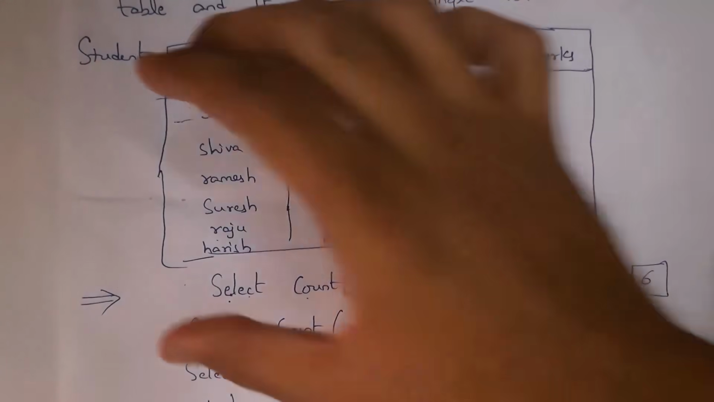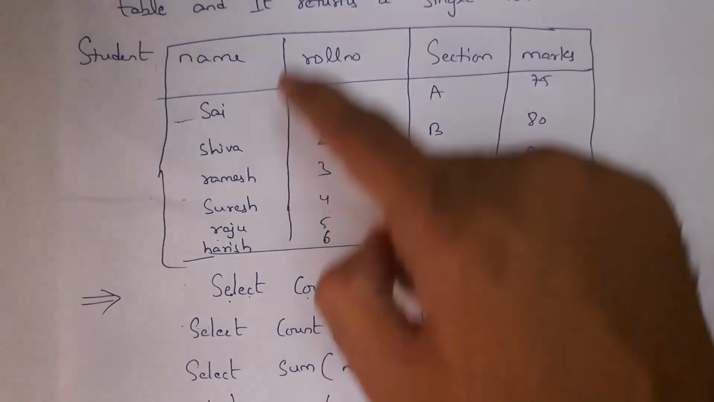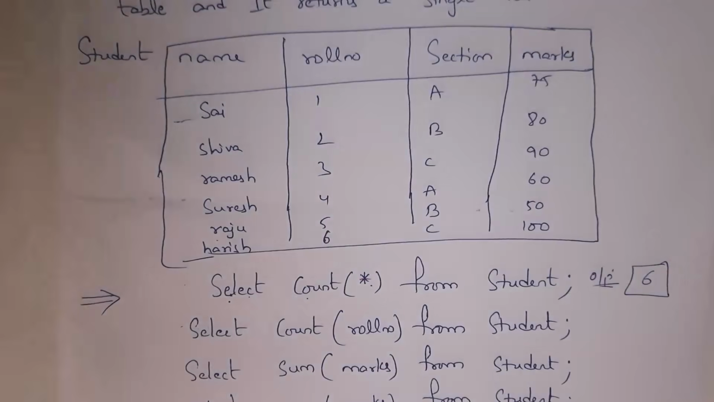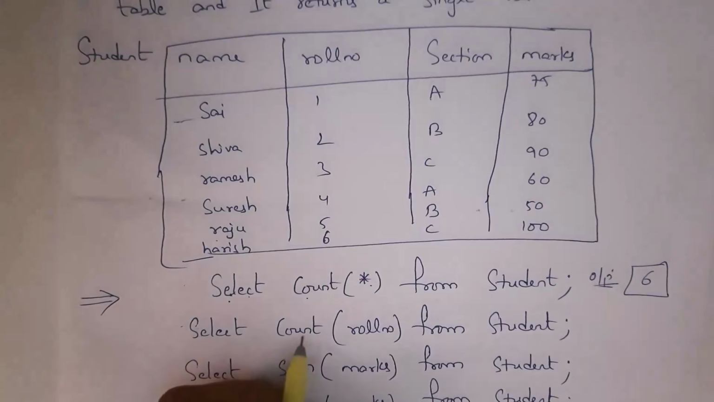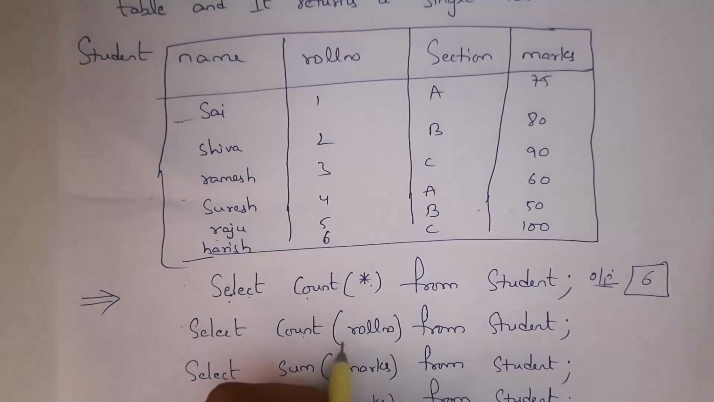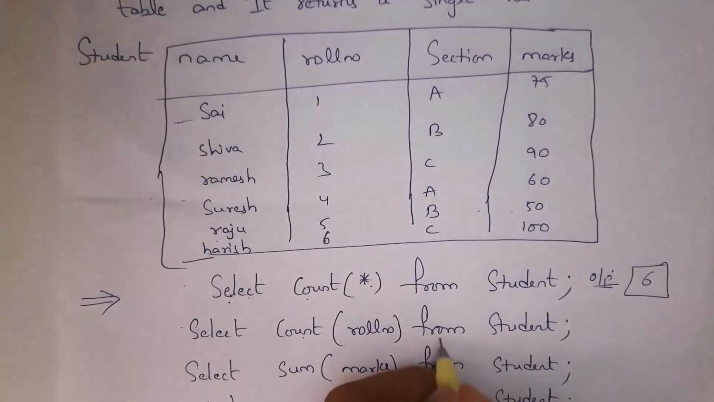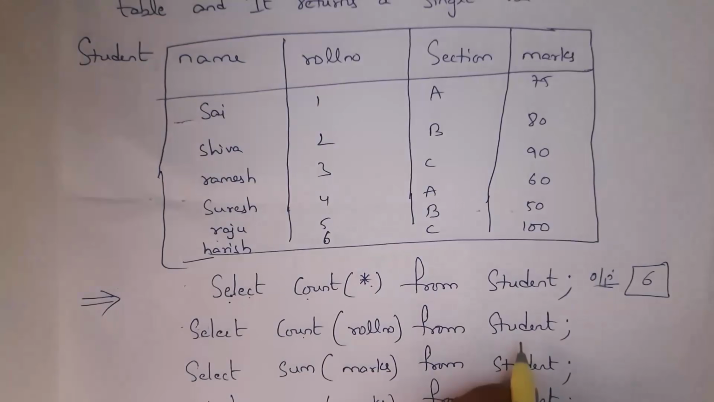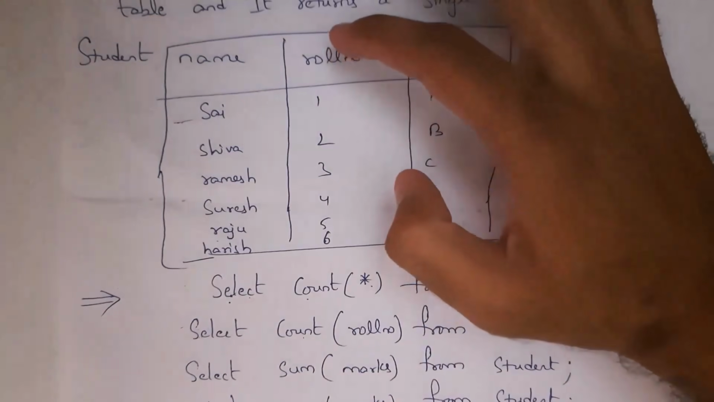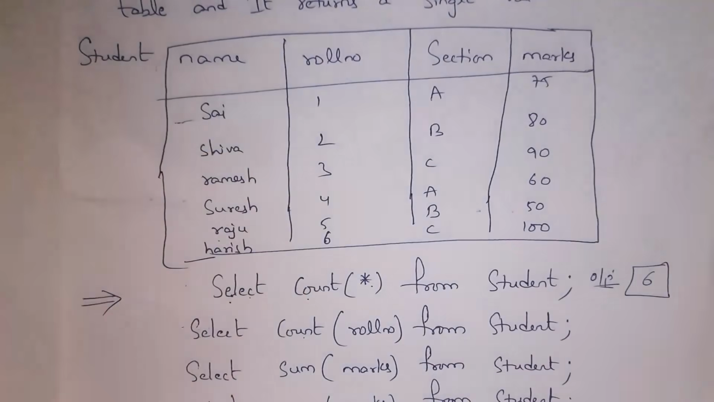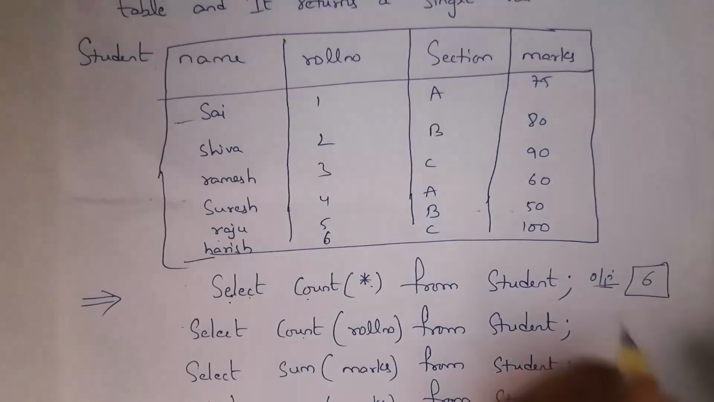Now I don't want to select complete columns. I want to select only the roll number column and count the number of rows present in the roll number column. So I wrote here select count. Inside the bracket I wrote only the roll number column, from table name. The table name is student, so I wrote here from student and give a semicolon. Whenever you write this code and click enter, it will count the number of rows present in the roll number column. So in the roll number column 1, 2, 3, 4, 5, 6. Total there are 6 rows. So I'll get the output, that is 6.